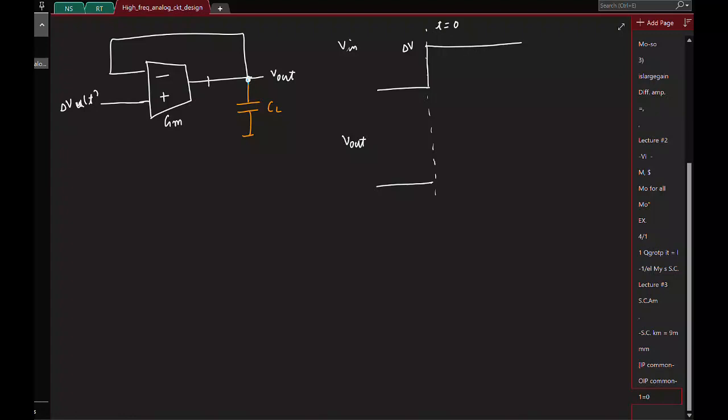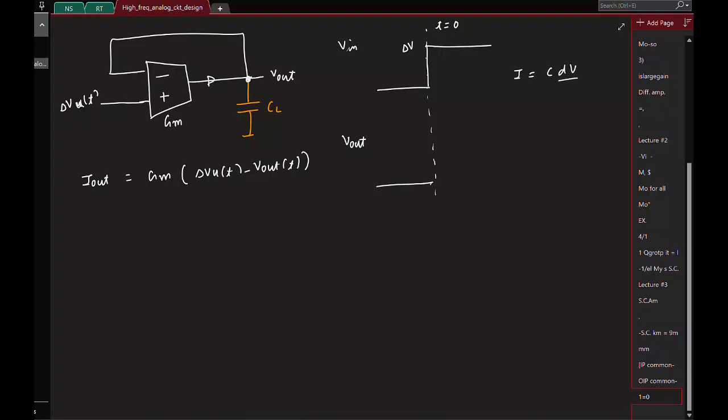What is the current flowing through the capacitor? GM times delta V times U of t minus Vout of t, right? So it's not a constant current, right? It depends on the output voltage. First of all, can the output voltage change instantaneously? No. Why? A capacitor doesn't allow it. When will a capacitor allow a sudden change in its voltage? It will not allow it at all.